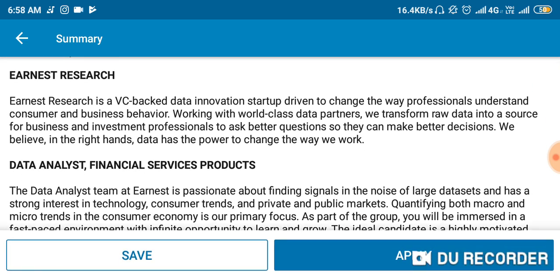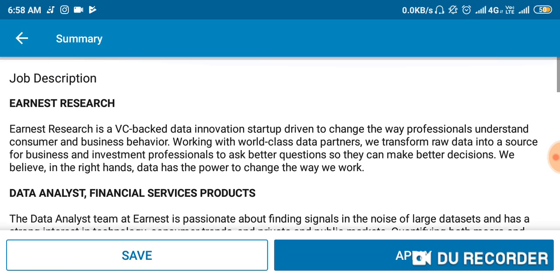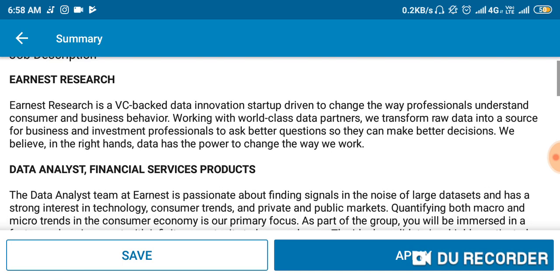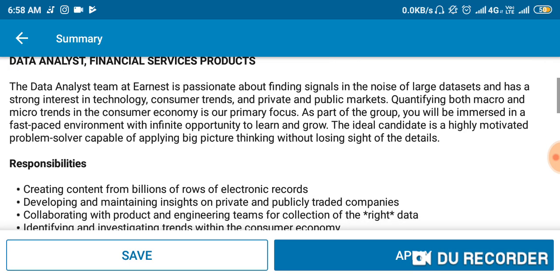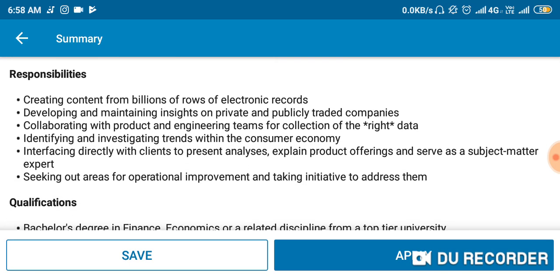Now this is some intro about Ernest Research. Ernest Research is a startup, and this section tells you about the description of the company or the startup, and then what their products are. They deal with financial services, and these are their products. So what about the responsibilities when you become a data scientist in this startup? This will be mentioned here.